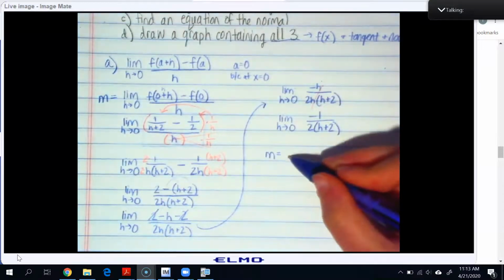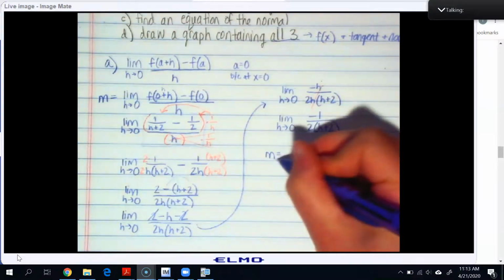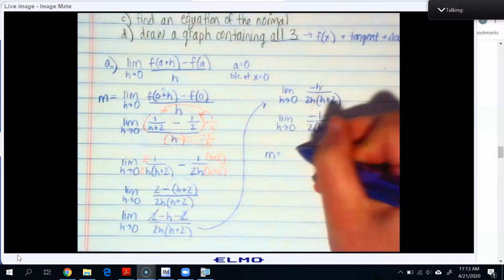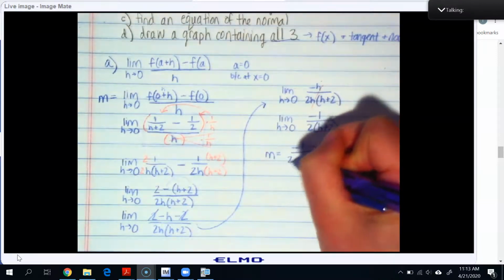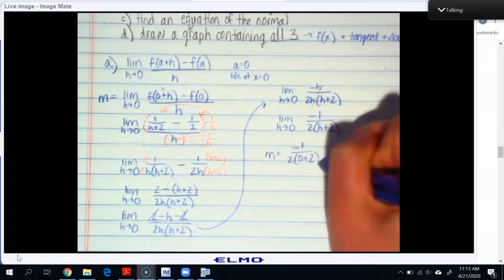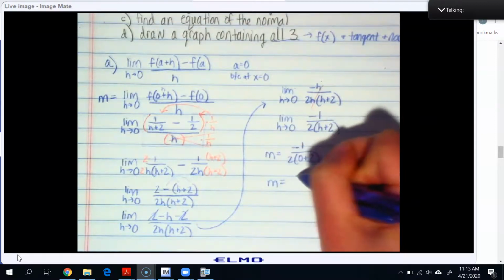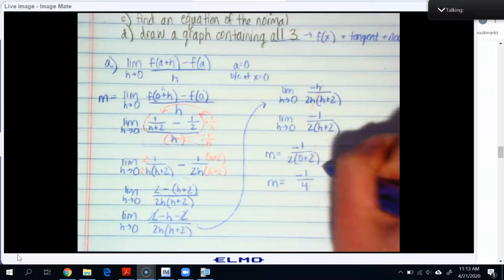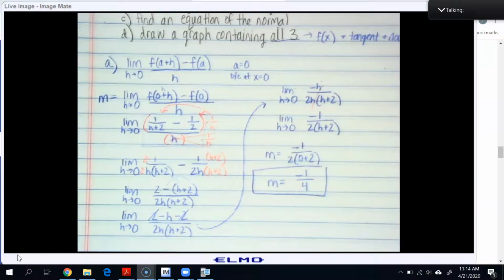So now at the end, I'm going to bring it back since I forgot. M, the slope, is going to equal plugging in that 0. So negative 1 divided by 2 times 0 plus 2. Right? That means my slope, m, would be negative 1 divided by 4. And so there's the slope of the curve at x equals 0.